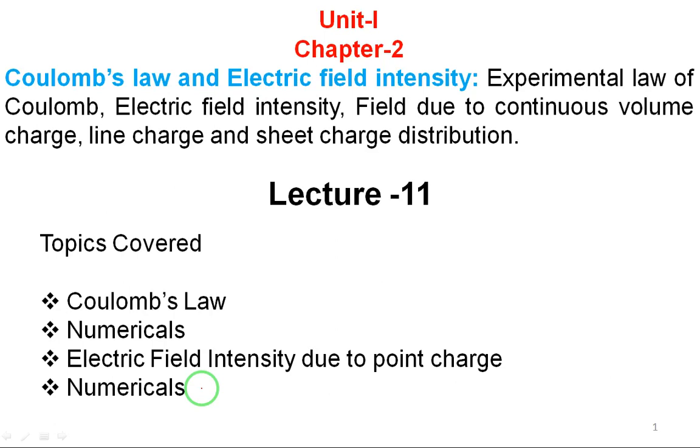We have seen the types of charge distributions, right? Point charge, line charge, surface charge, and volume charge. And how to find the total amount of charge: for line charge we use a single line integral of rho L into dl. For surface charge, the surface integral of rho s into ds, and for volume charge, the volume integral of rho v into dv, right? Rho L is the line charge density, rho s is the surface charge density, and rho v is the volume charge density. That we have seen yesterday.